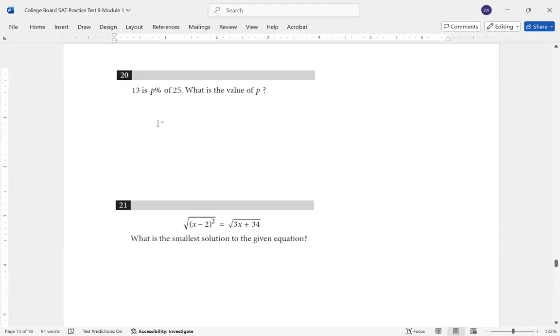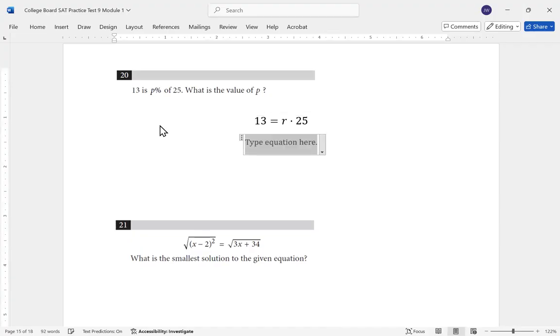Question 20. 13 is p% of 25. What is the value of p? So 13 is going to be some percentage. I'm going to write that as a rate multiplied times 25. I write that as r rather than p because when I write it in an equation like this, it's going to turn out to be a decimal when I solve for r.